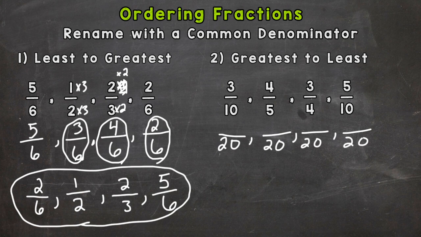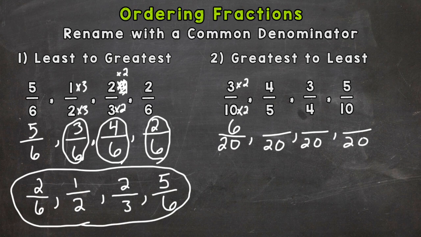Alright, well 3/10, we need to see how do we get 10 to equal 20 and then do that to the top as well. Well, I know 10 times 2 is 20, so 3 times 2 is 6. So 3/10 is equivalent to 6/20. I'm not changing the problem or the value of these fractions when I rename. I'm just finding equivalent fractions with a common denominator.